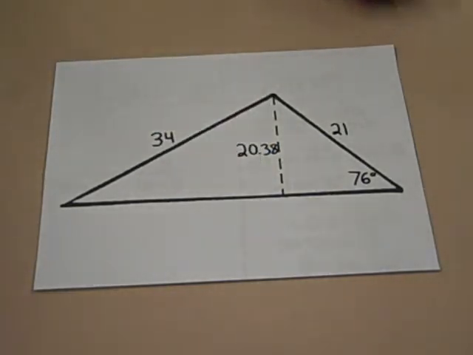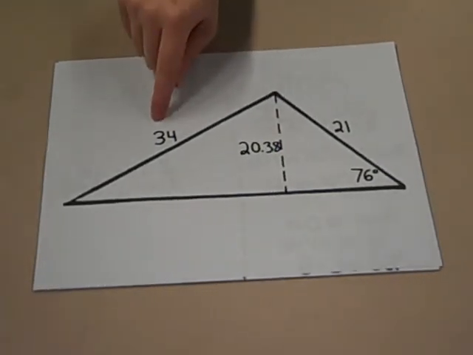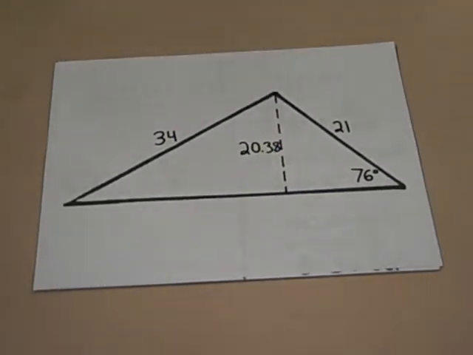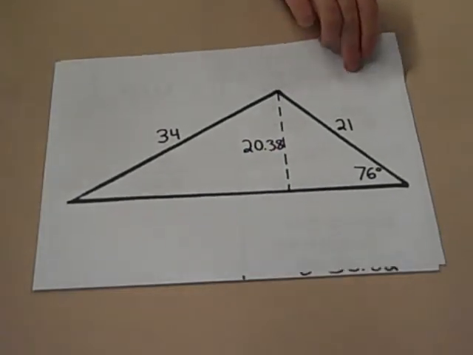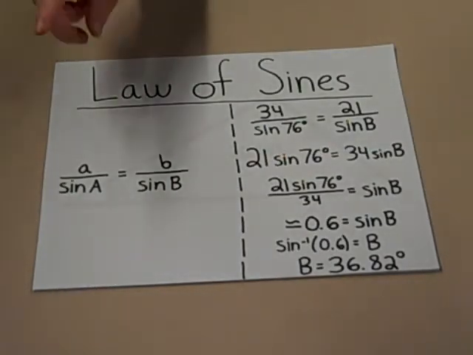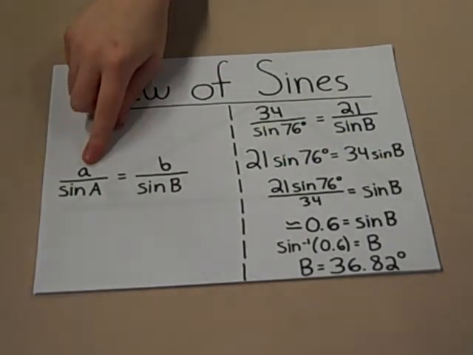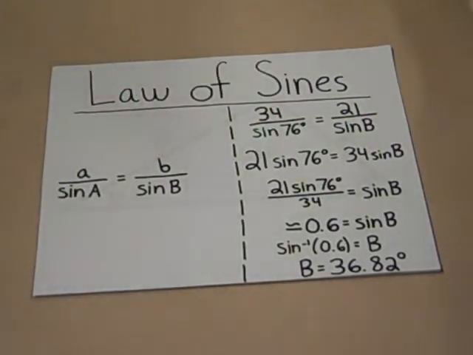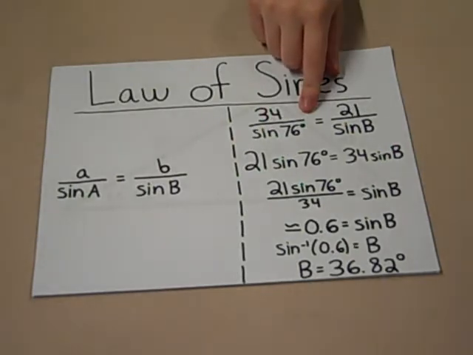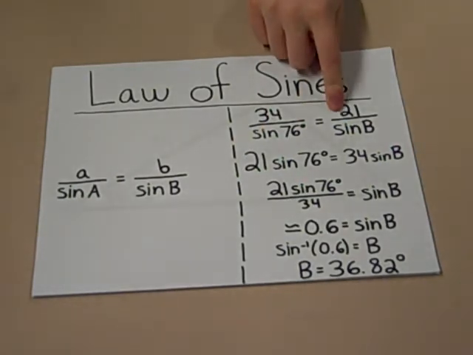With an SSA triangle, it is possible to have 0, 1, or 2 triangle possibilities. But now that we know that the height is smaller than the two known sides, we know that there is only one triangle possible. Now we can use the law of sines. a over sine A equals b over sine B. Plugging in the numbers that we know, 34 over sine of 76 equals 21 over sine B.